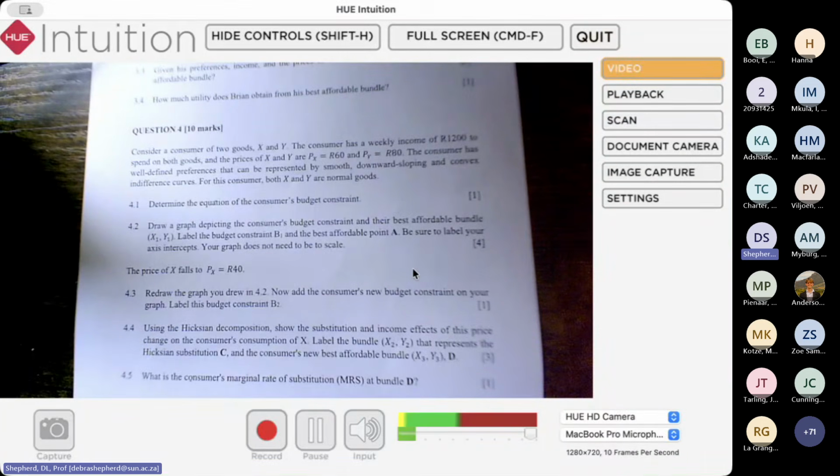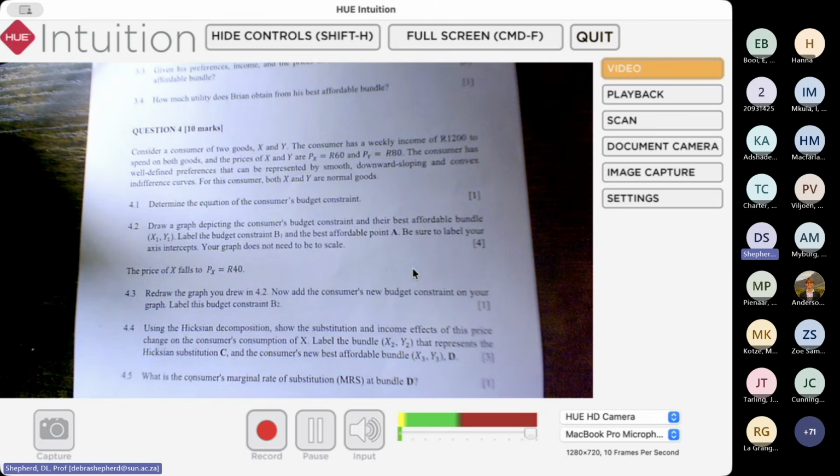Okay, so there's a consumer of 2 goods, X and Y. The consumer has a weekly income of 1,200 Rand to spend on both goods, and the prices of X and Y are 60 Rand for X and 80 Rand for Y. The consumer has well-defined preferences that can be represented by smooth, downward sloping, and convex indifference curves. For this consumer, both X and Y are normal goods.